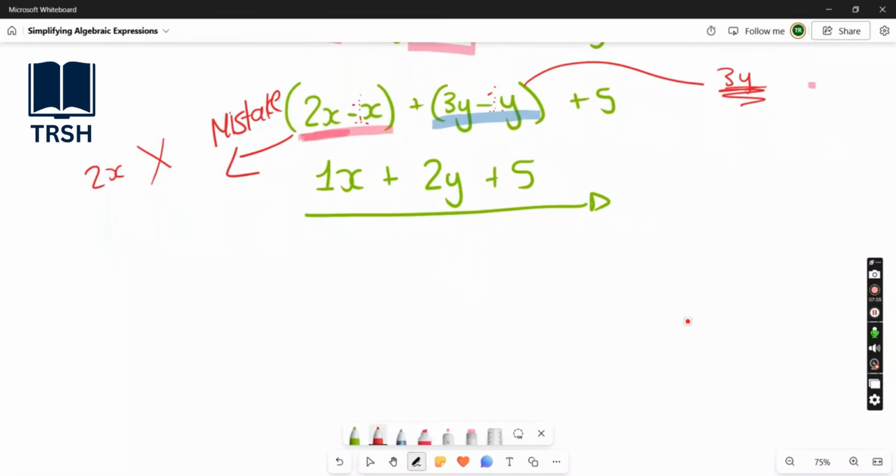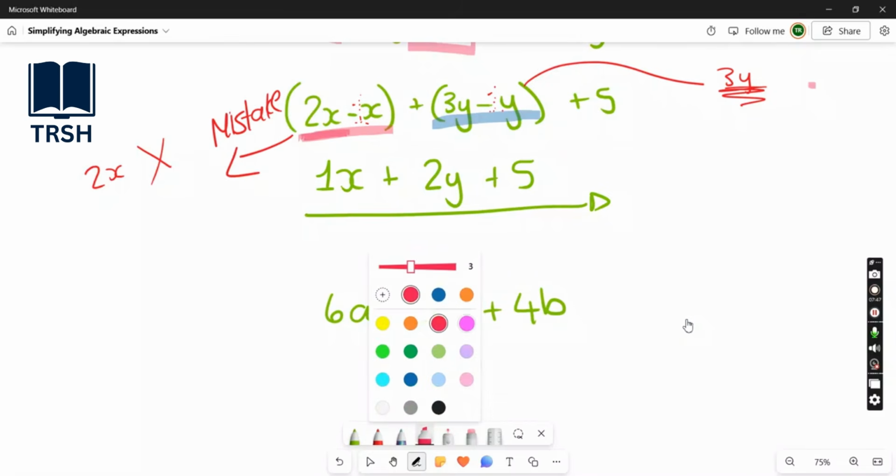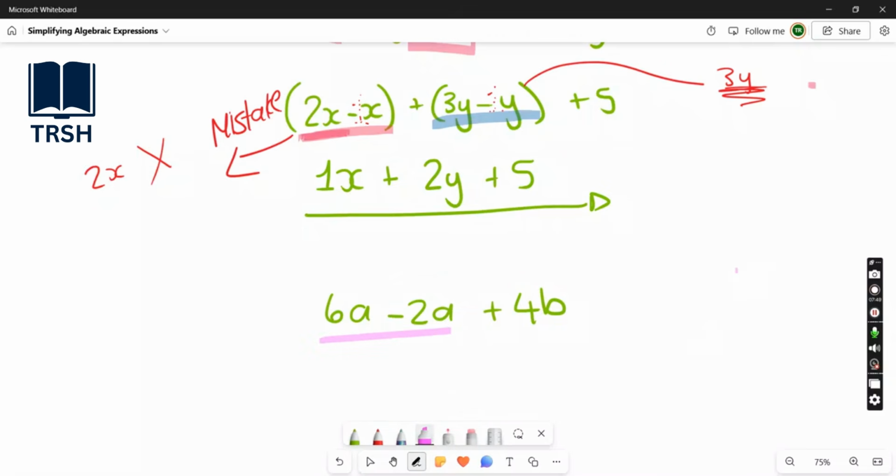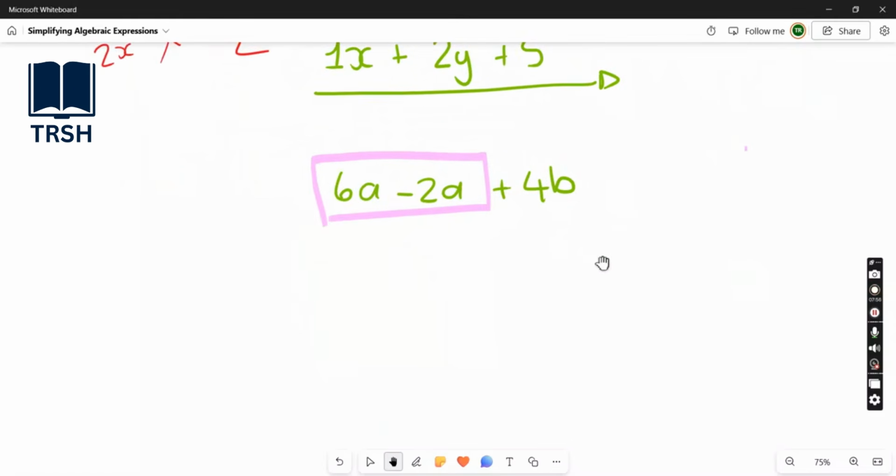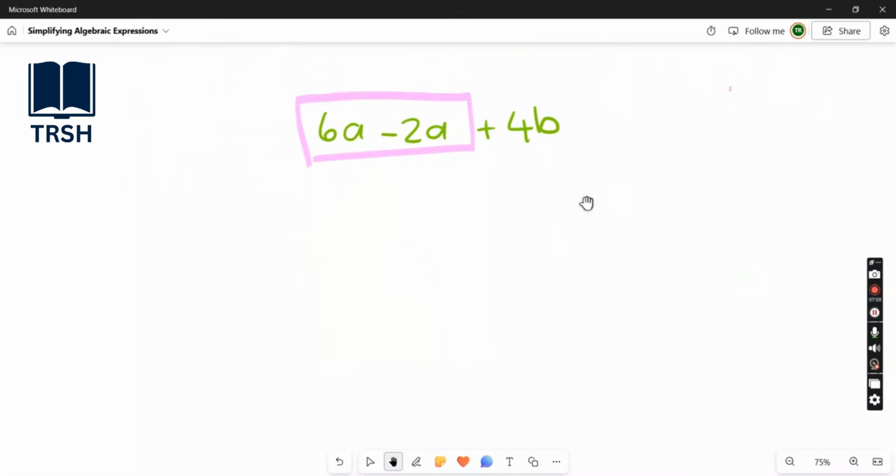So the next example could be something like 6a minus 2a plus 4b. We need to first identify our group. In this case, we can tell that our group would be this, because those are our two like terms. Then from here, we can see that we have 6 minus 2. 6 minus 2 will give us 4a plus 4b, and that's it.